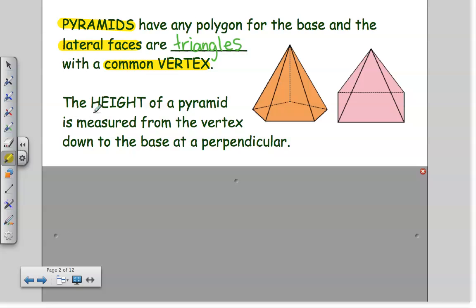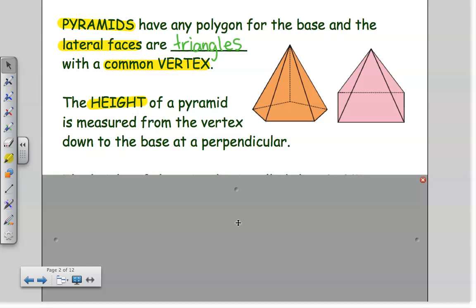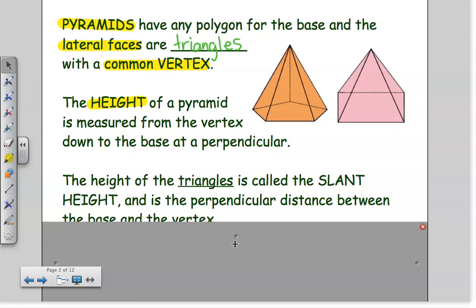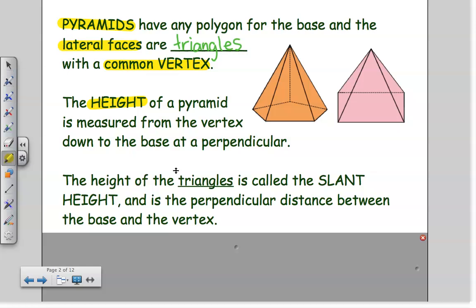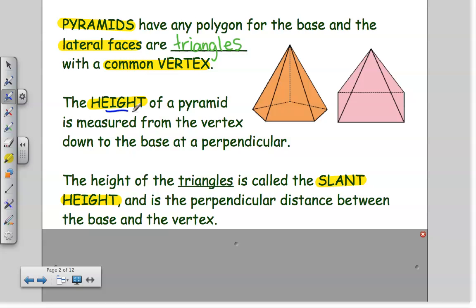A little distinction here between height of a pyramid and slant height of a pyramid. You're going to have to be careful knowing the difference there. What is height versus what is slant height? Now the height of a pyramid is measured from that vertex down to the base at a perpendicular. So straight up and down at a right angle to the middle of the base here. This is the actual height, H. From the vertex straight down to the middle of the base at a right angle, there's your actual height.